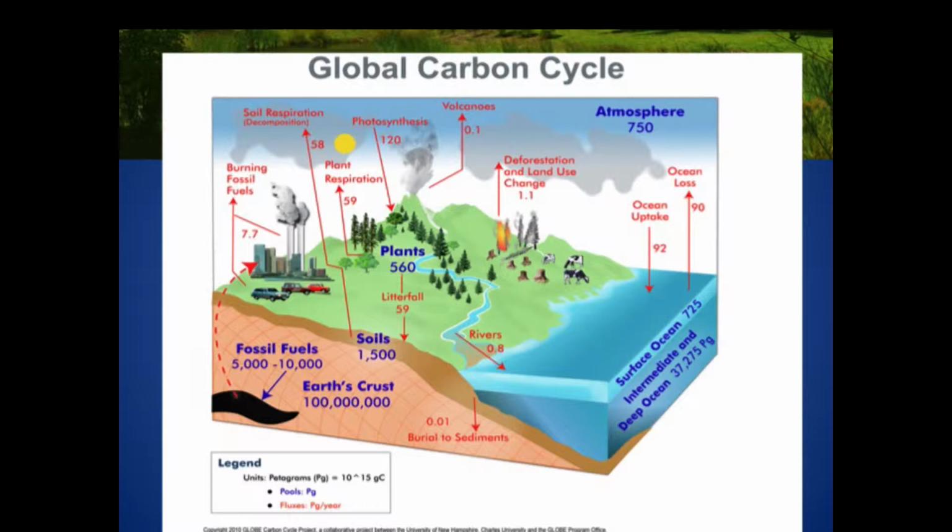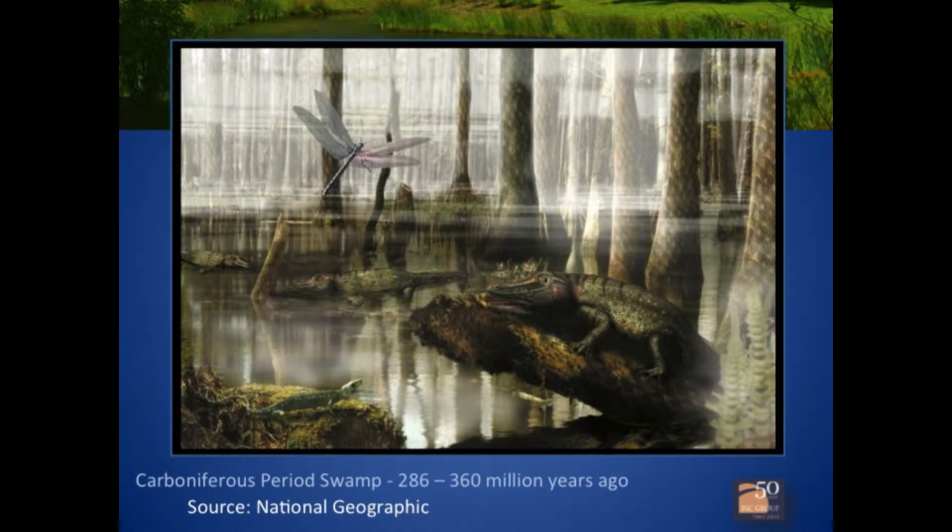Fossil fuels are stores of carbon from ancient ecosystems. And this is a Carboniferous period swamp, where the Carboniferous period was a period of substantial carbon sequestration on the planet millions and millions of years ago. Most of that carbon sequestration happened in wetlands.